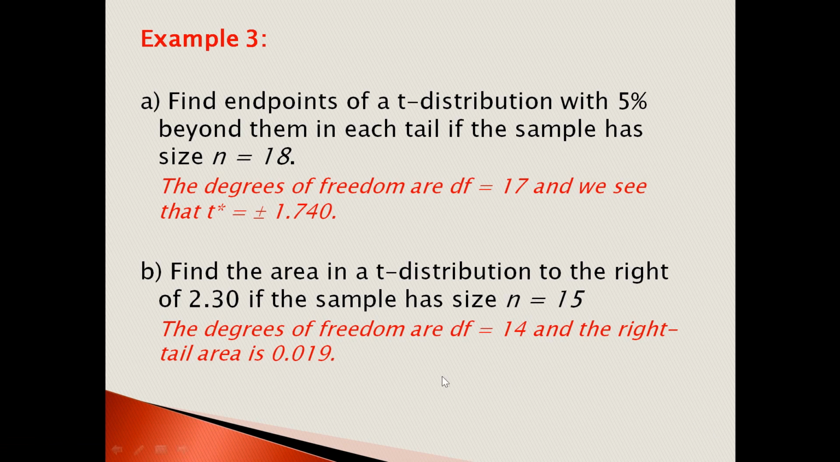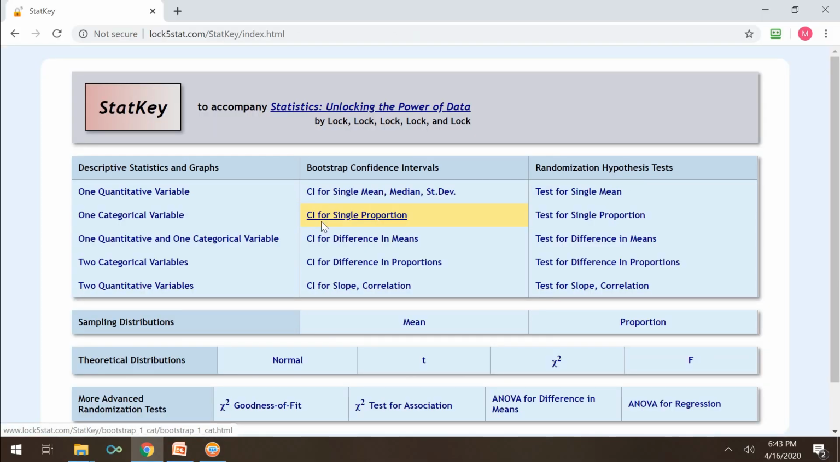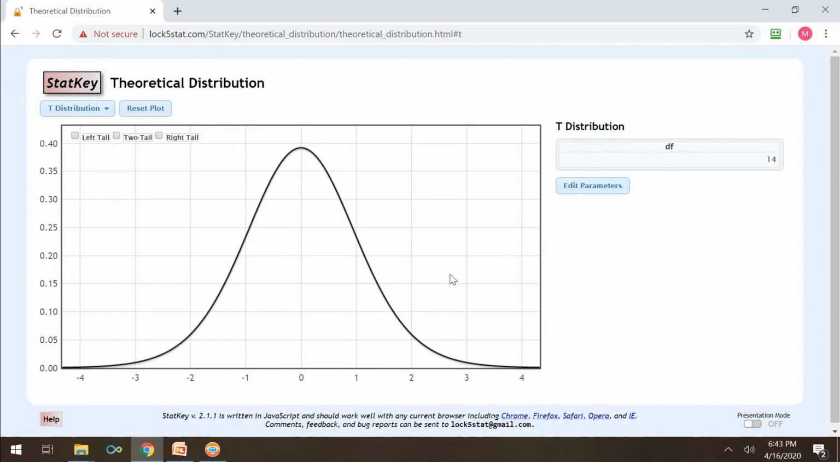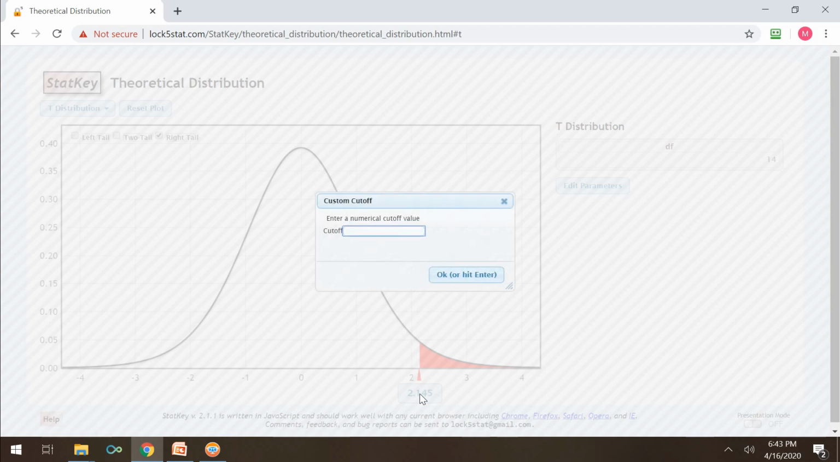Let's look at B. Find the area in a T distribution to the right of 2.3 if the sample size is 15. So let's do this. One more time, you will go to the T distribution and you will enter the degrees of freedom. Degrees of freedom is n minus 1 and n is 15, so degrees of freedom will be 14. And they want me to find the area to the right of 2.3. So click right tail, change the cutoff to 2.3.